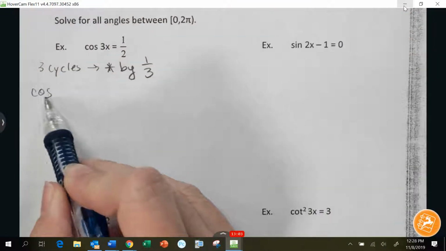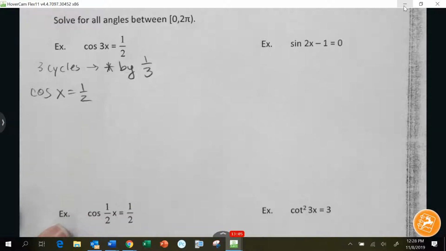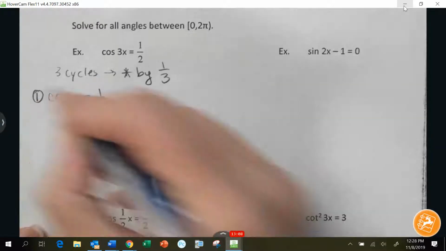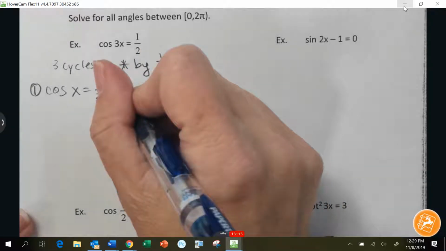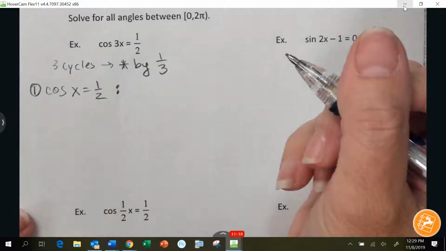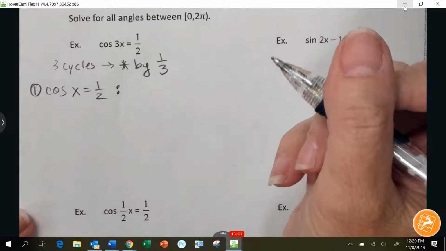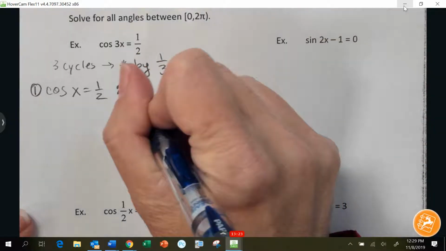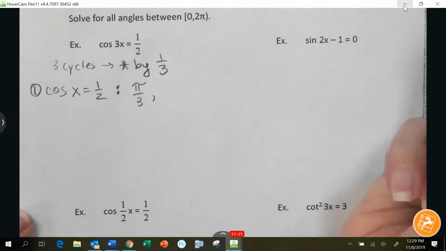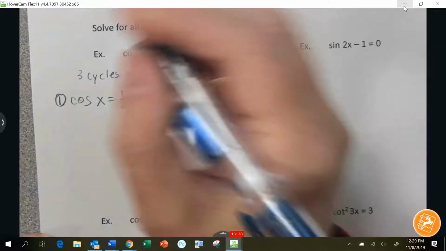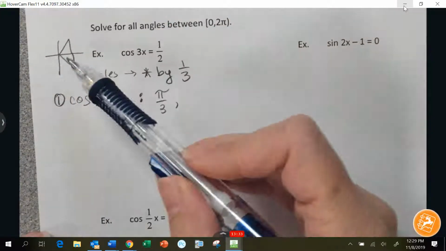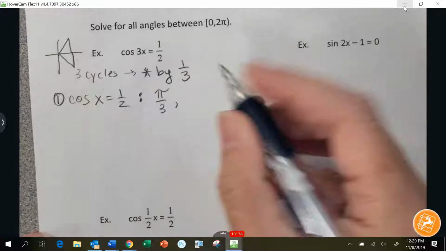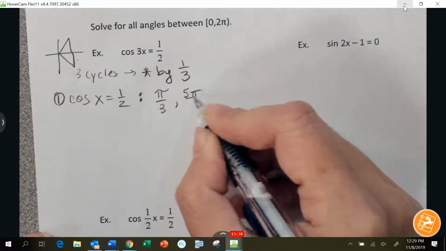Okay, so we're looking at cosine x equals 1/2 for our cycles. This is going to be my first cycle. We've got 3 cycles. Where is cosine 1/2? Pi over 3? The only place? So for cosine to be positive, it's in the first and fourth quadrant. So we've got pi over 3, and then we've got 5 pi over 3.